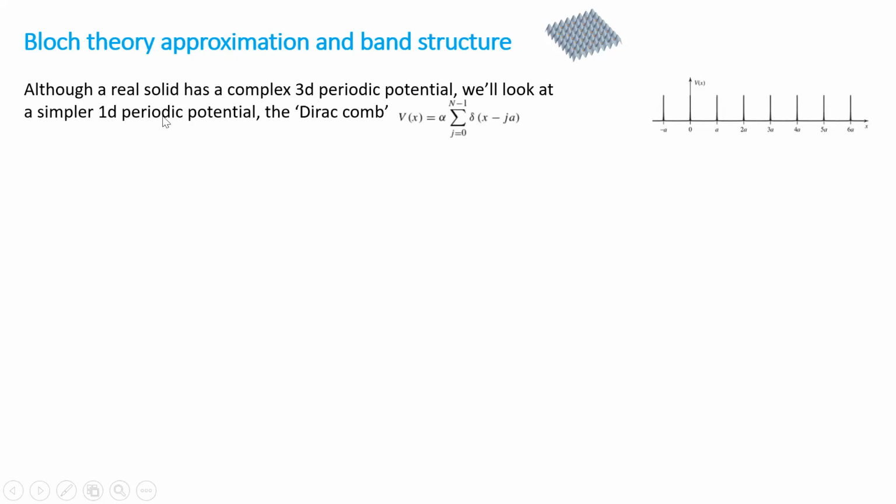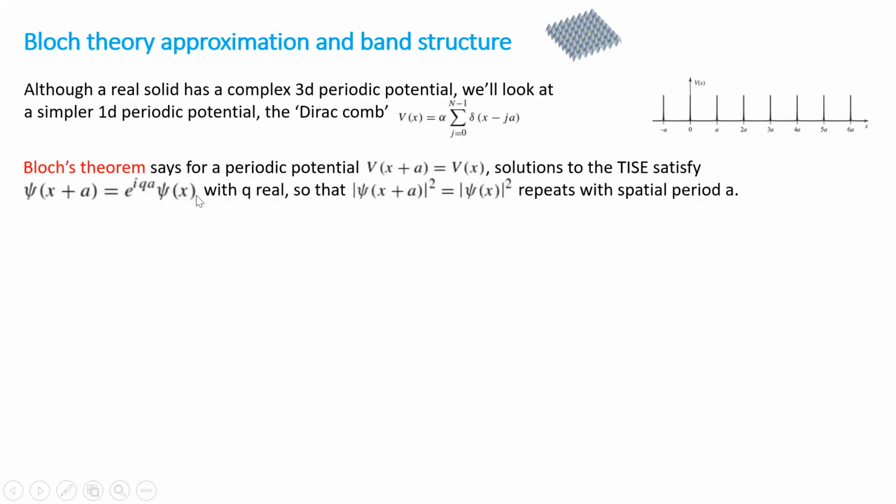We'll look at a one-dimensional periodic potential, which is called the Dirac comb. It's called the Dirac comb because it has Dirac delta functions in it. And it looks like this. It's a strength alpha, and then a sum of Dirac delta functions at multiples of A. So we see here at 0, we have a delta function. At A, we have a delta function. At 2A, 3A, 4A, we have delta functions. And it kind of looks like the teeth of a comb, which is why it's called the Dirac comb.